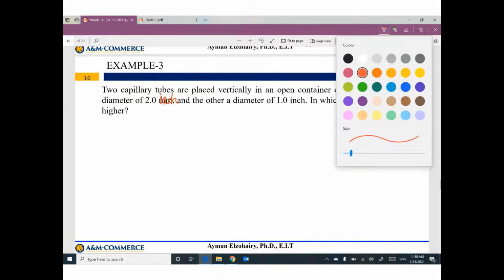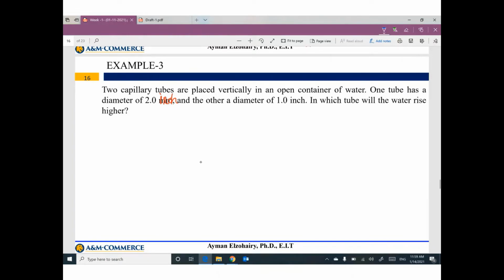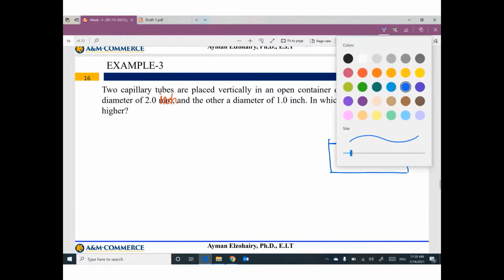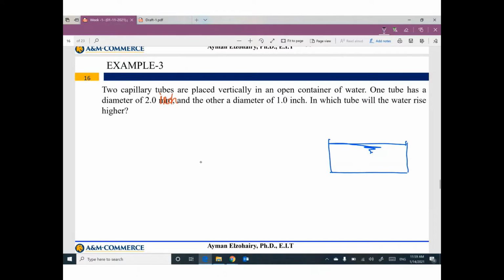This problem is giving a container with water. And we have two capillary tubes, this one and this one. The first one with a diameter D equal 2 inch. The second one with a smaller diameter D equal 1 inch.